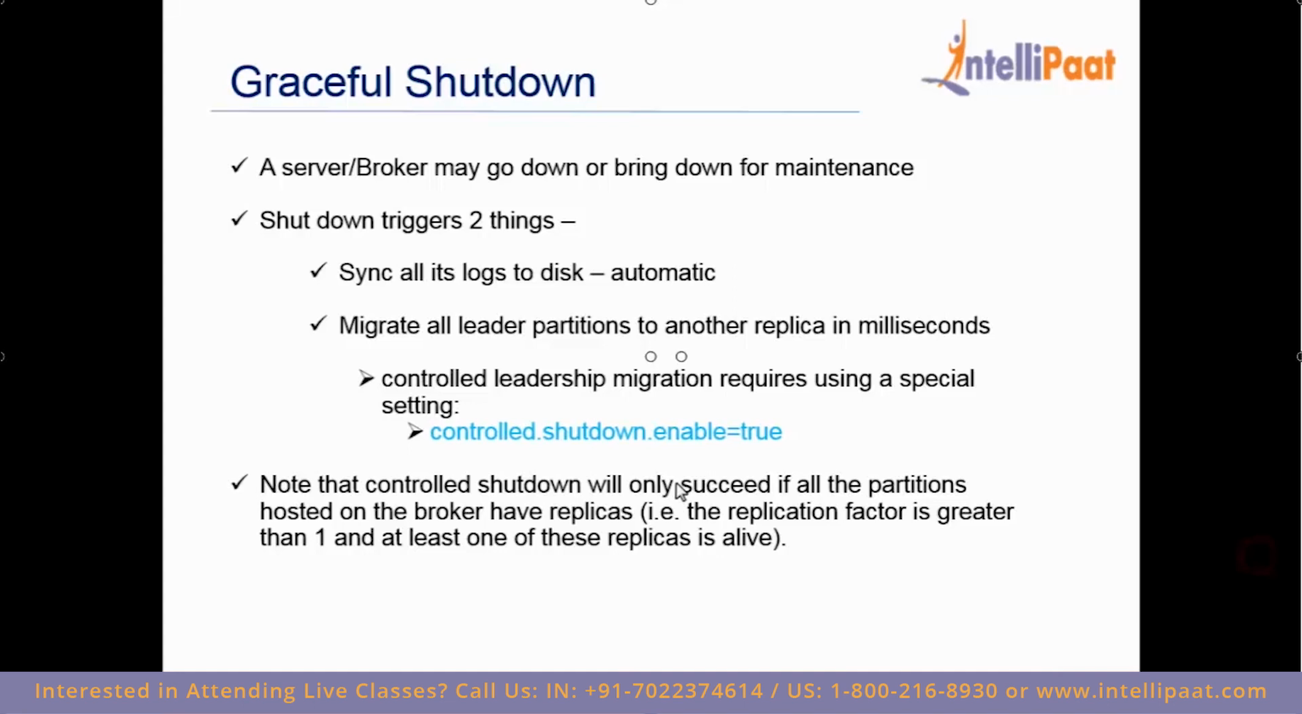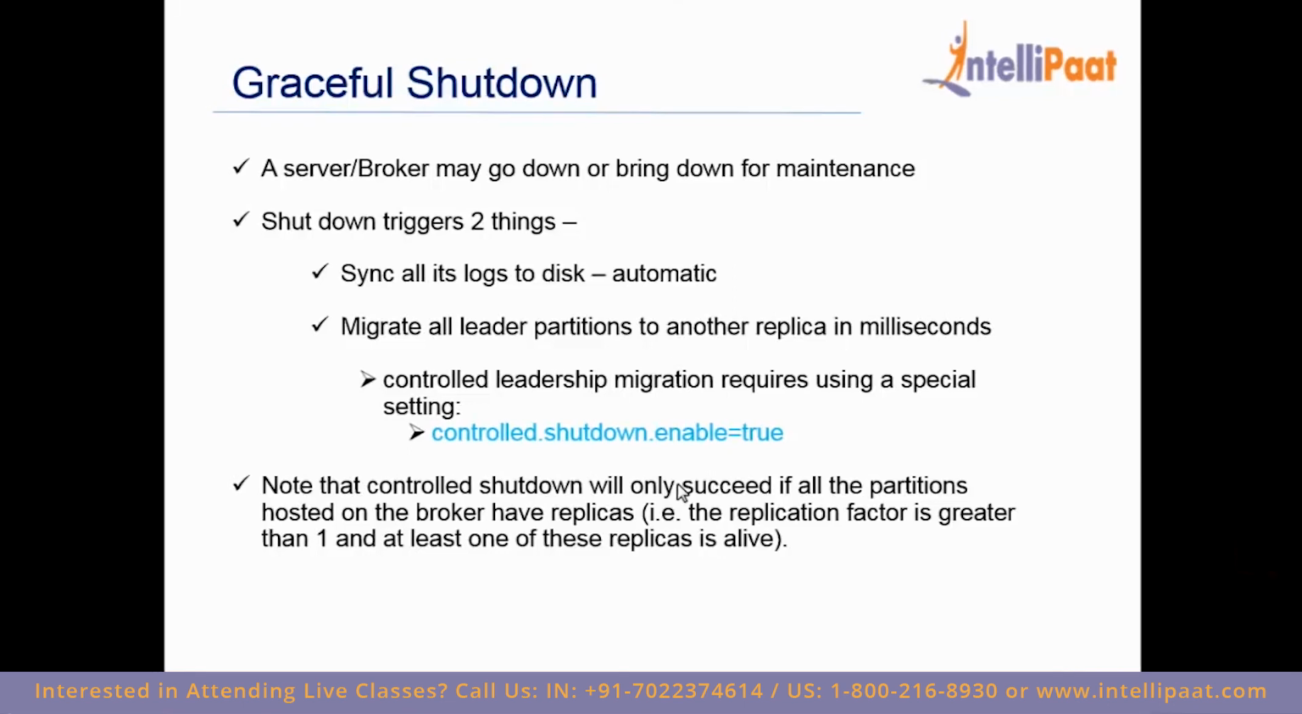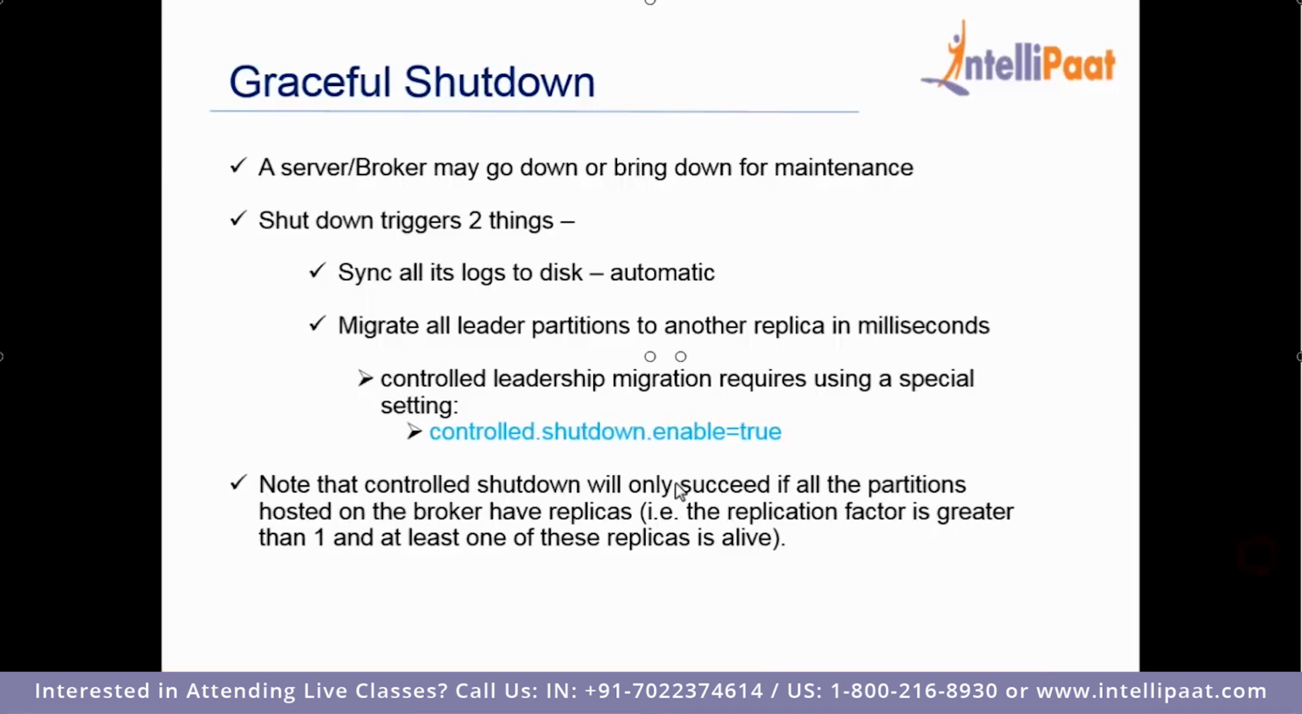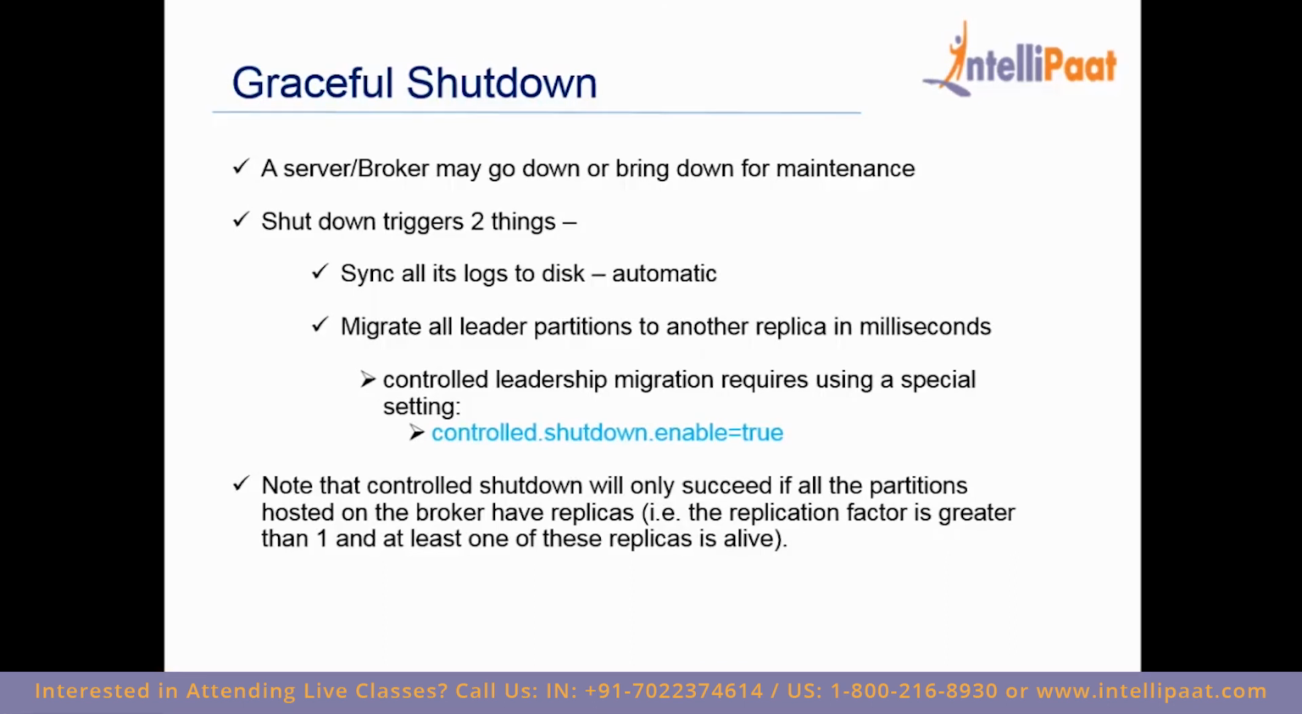So to make this happen at every stage, we need to set this property controlled.shutdown.enable is equal to true. If this property is set, the leadership election will be done automatically by Kafka. And one important point to note here is that if you are having only one replication factor, then this controlled.shutdown.enable is equal to true will not have any meaning, because Kafka needs some replica copies so that it can transfer the leadership to those replica copies. Let us move ahead now.